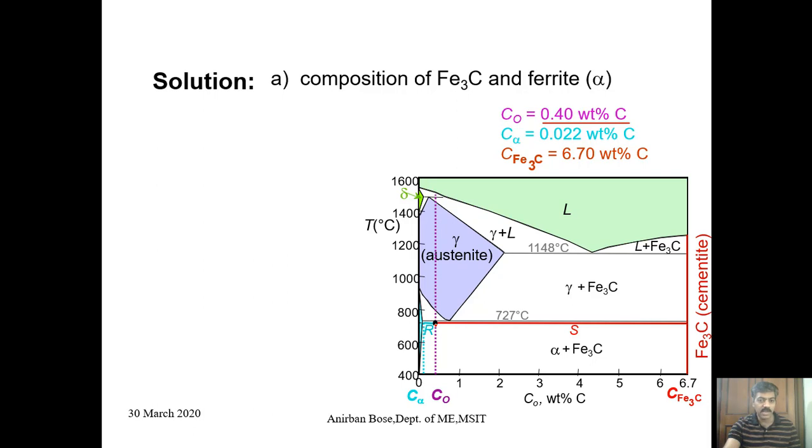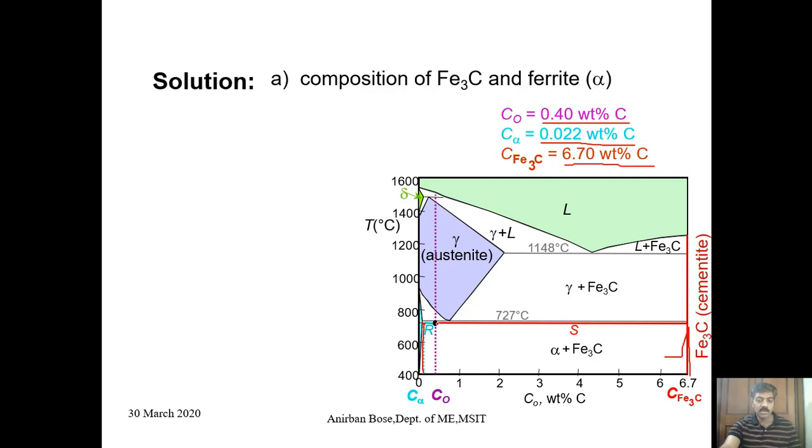So what is the composition of ferrite? This is the ferrite, so the composition of ferrite will be this one. What is the composition of Fe3C? This will be the composition of Fe3C. This point we know is 0.022%. So the composition of the ferrite phase is 0.022%, and the composition of cementite phase is 6.7%. As simple as that.